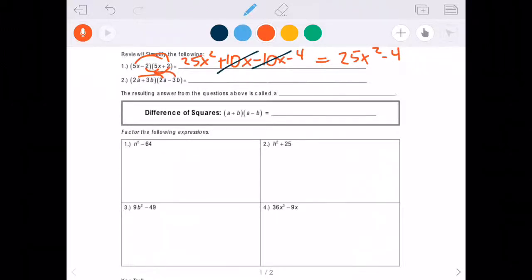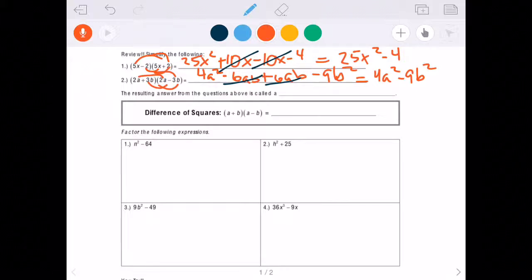If we look at the second one, same thing. If we FOIL, we're going to get 4a squared minus 6ab plus 6ab, and then we have minus 9b squared. Those middle terms, again, are going to cancel. The resulting answer from the questions above is called a difference of squares.